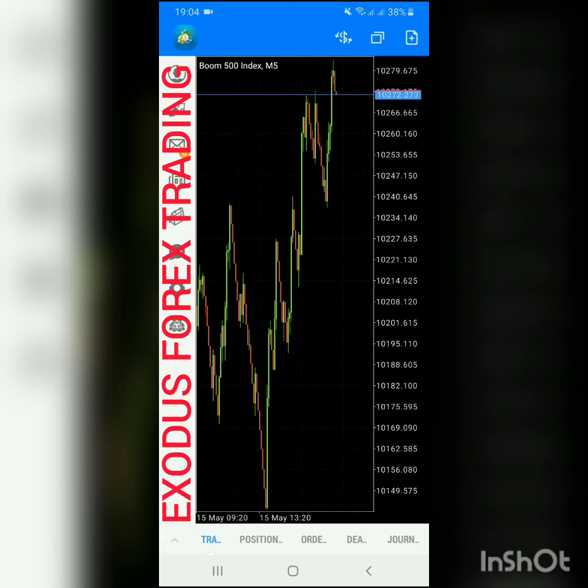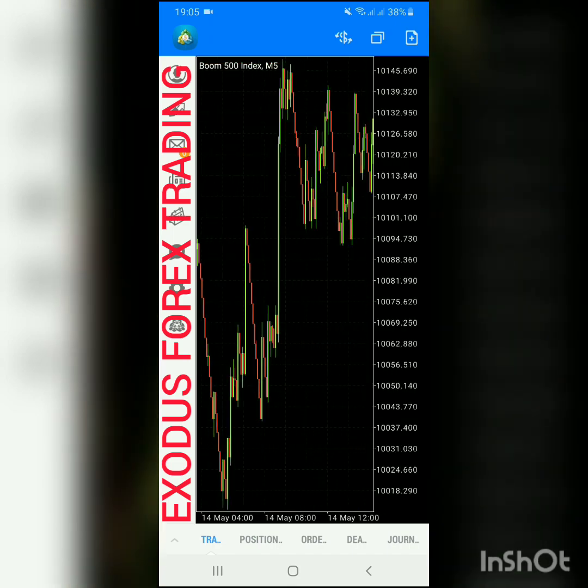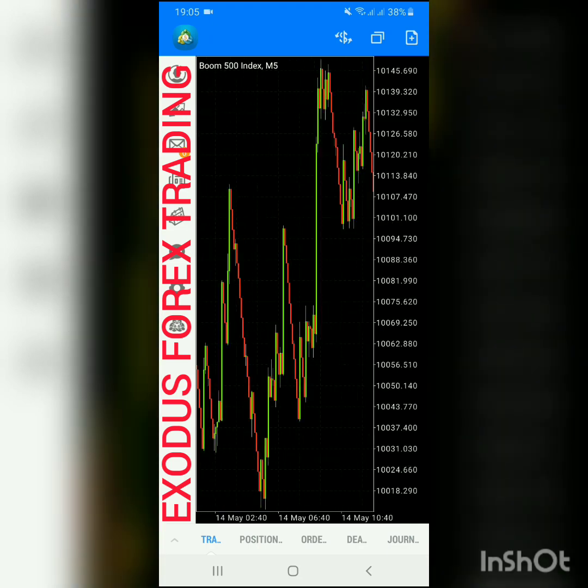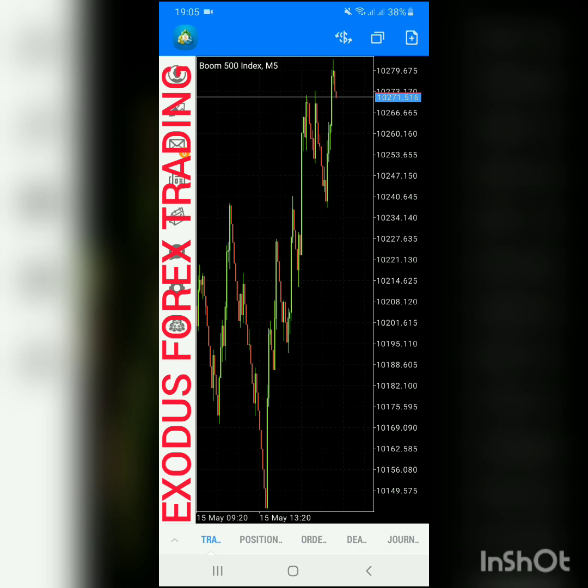I'm going to demonstrate one of the strategies that I normally use, particularly on Boom 500. It's a good strategy, though no strategy is 100%, but it's quite more than 90% accurate. Of course, you'd still have to exercise risk management where necessary, and I'm not saying that you won't lose trades using it, but it's quite a good strategy. You'll backtest it and you'll still practice on demo before trying a live account.